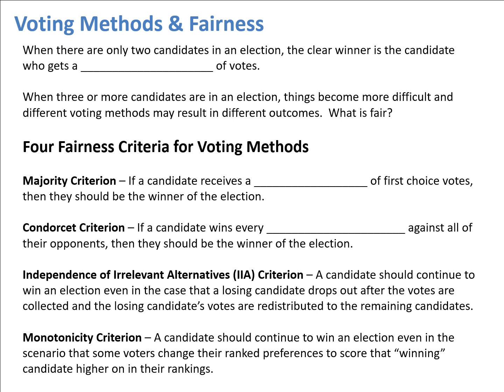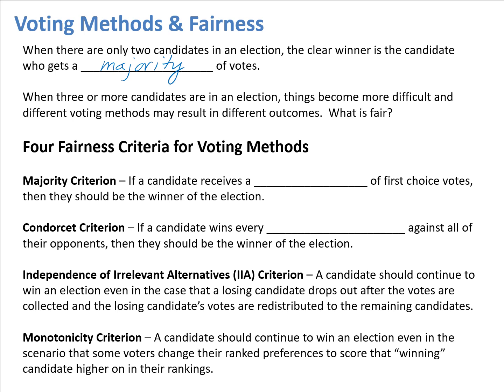So we've now looked at 5 voting methods. Let's talk about fairness with voting methods. Well, first off, when there are only 2 candidates in an election, the clear winner and what would be fair is if the candidate who gets a majority of the votes wins. And that's generally how all elections with 2 candidates work. The one that gets the most or the majority, because there's only 2 candidates, would actually win the election.